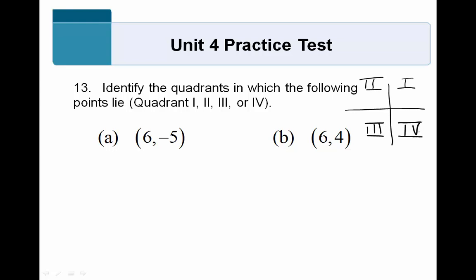So the ordered pair 6, -5, if you plotted that point, you'd go right and then you'd go down. So that would put you in quadrant 4. And then for B, 6, 4, you would go right and then up. So that ordered pair would be plotted in quadrant 1.